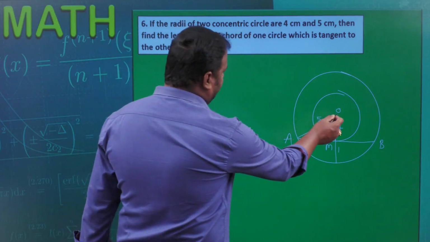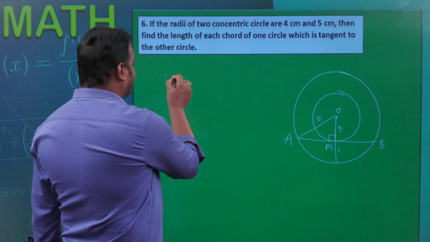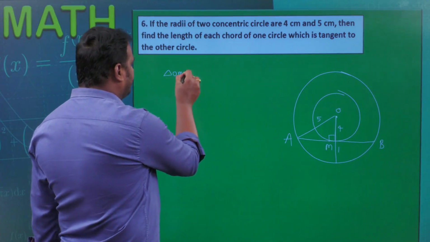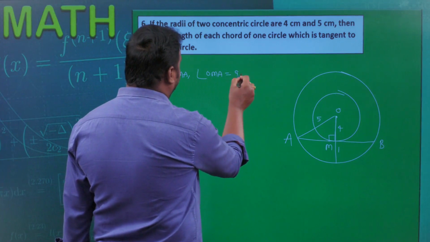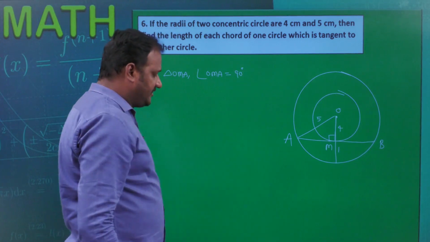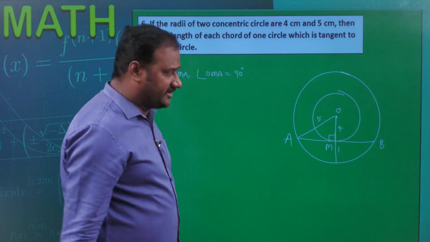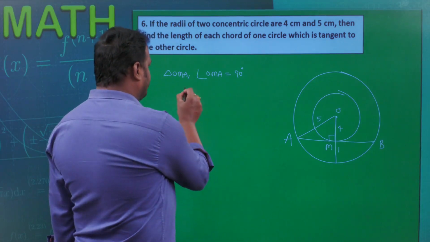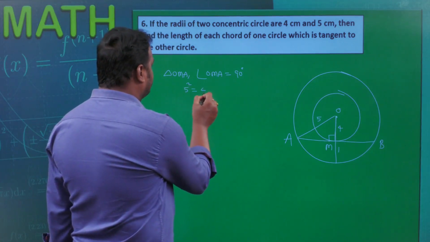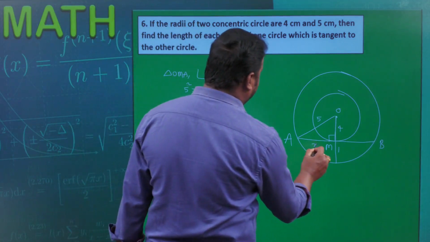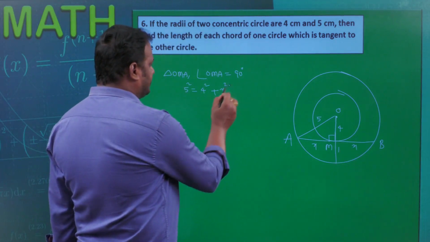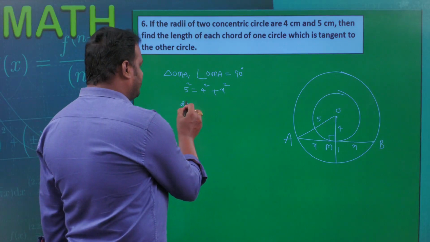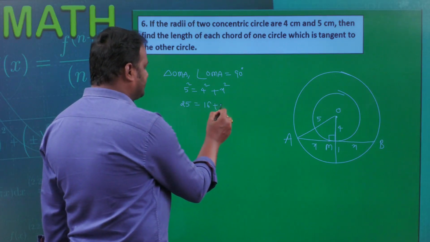So in this right angle triangle OMA, angle OMA is equal to 90 degrees. If angle OMA is equal to 90, hypotenuse square equal to side square plus side square. Therefore, 5 square is equal to 4 square plus, let it be x, this is also x, right? 4 square plus x square, right? 25 is equal to 16 plus x square.